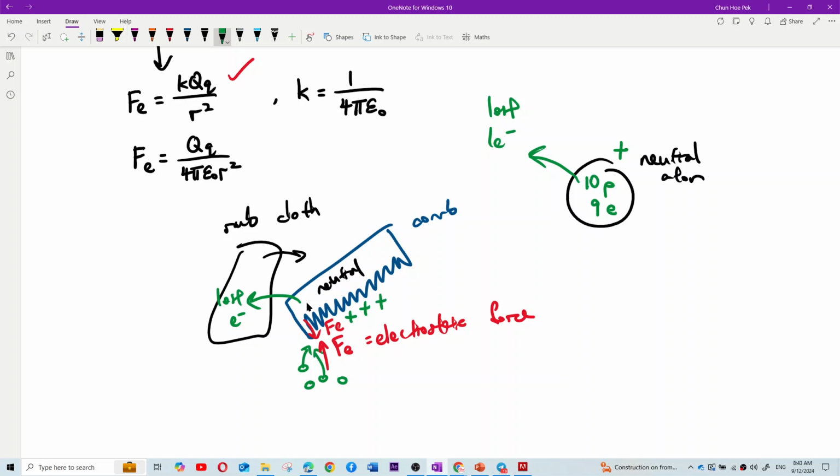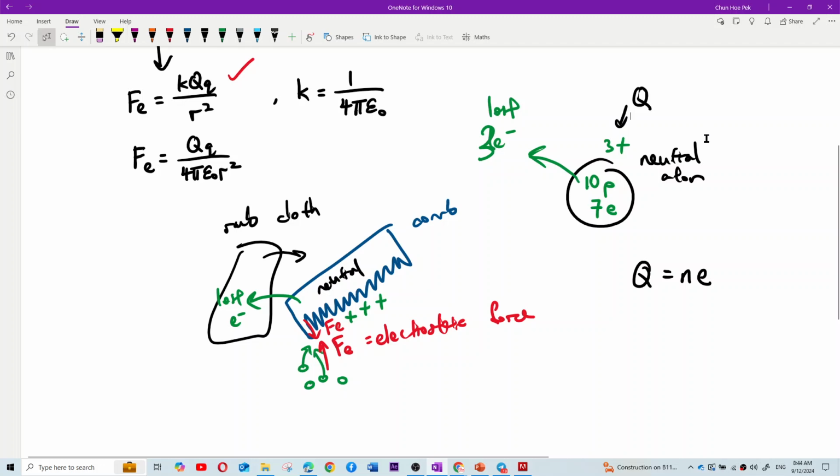Understand? Positively charged. So let's say you lost two electrons. Then you are only left with 8 electrons, so it becomes 2 plus. Correct or not? If you lost 3 electrons, then you only have 7, so this one becomes 3 plus. So that's why we have this formula Q equal to Ne. This Q is actually this 3 plus.